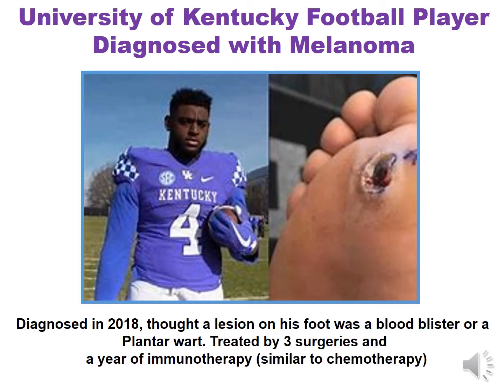This young gentleman here played for the University of Kentucky. He was only 20 or 21 when he was diagnosed with melanoma. He thought that he had a blood blister or a plantar wart on the bottom of his foot. They checked it out, did a biopsy, and it came back as melanoma. He was actually diagnosed with stage 3 melanoma, had to go through several surgeries and a year's worth of immune therapy, which is very similar to chemotherapy. He did manage to come back to play football for Kentucky, but this is something that he got from many years of exposure to sun while he was out there playing football.